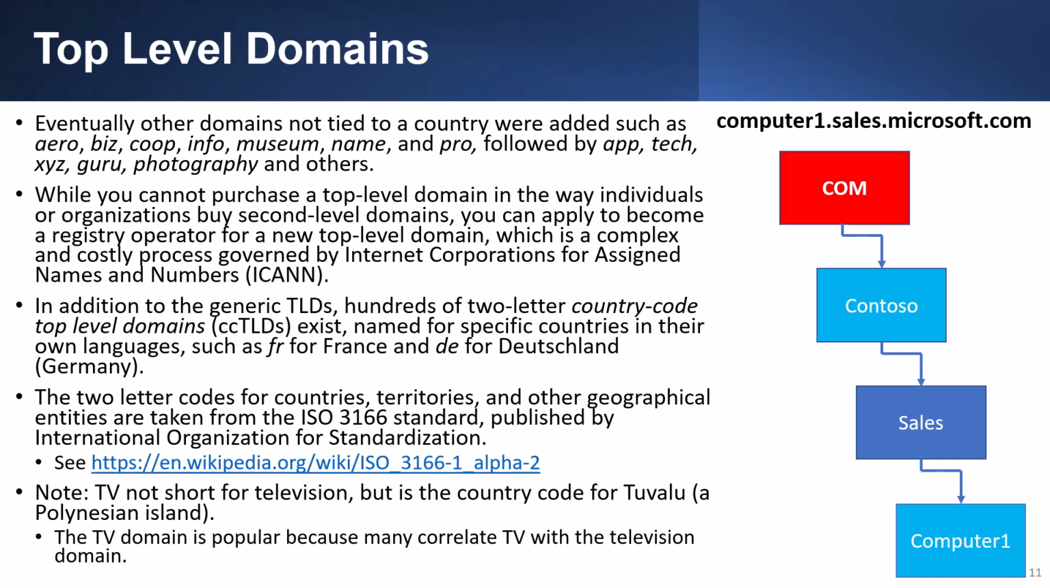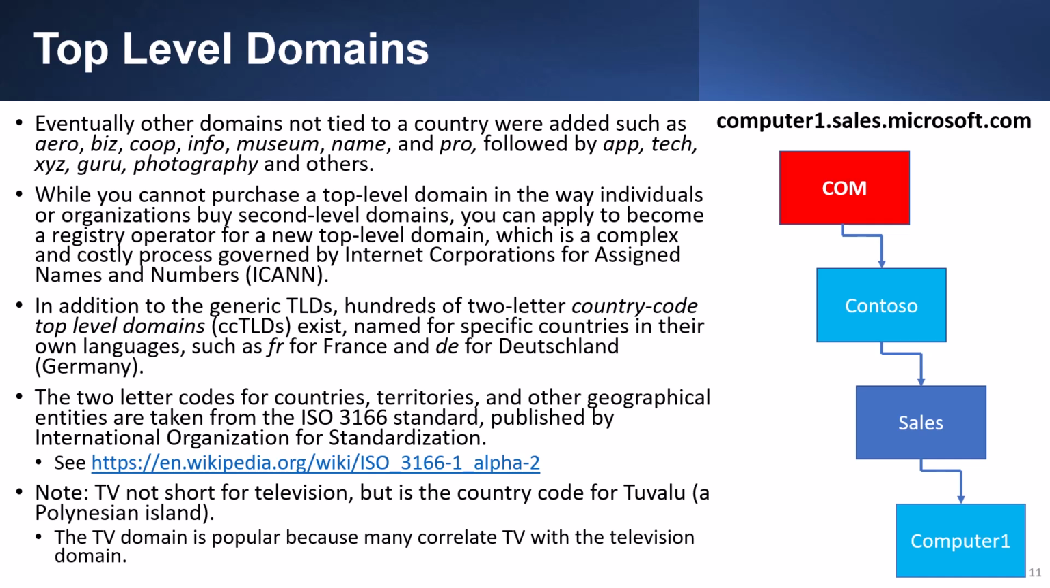Eventually, other domains not tied to a country were added, such as arpa, biz, coop, info, museum, name, and pro, followed by app, tech, XYZ, guru, photography, and others. While you cannot purchase a top-level domain in the way individuals or organizations buy second-level domains, you can apply to become a registry operator for a new top-level domain, which is a complex and costly process governed by the Internet Corporation for Assigned Names and Numbers, or ICANN.